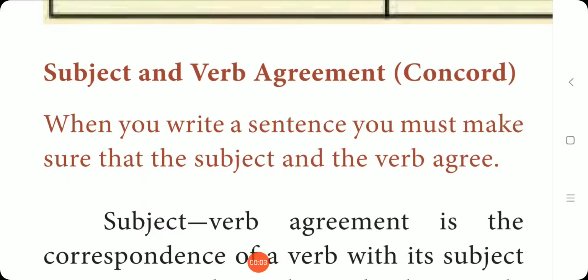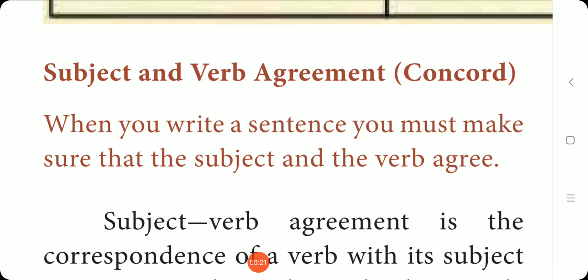Hi students, good afternoon. In this video today we are going to see subject and verb concord, that is agreement, in the third prose. It will be on page number 80 of your book. So listen, subject verb agreement.